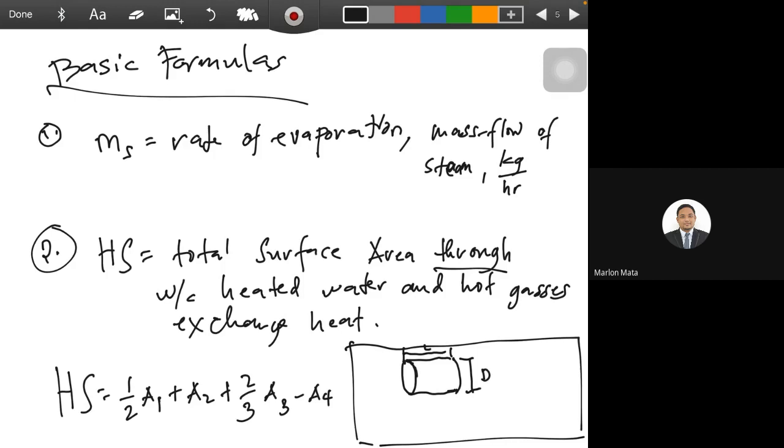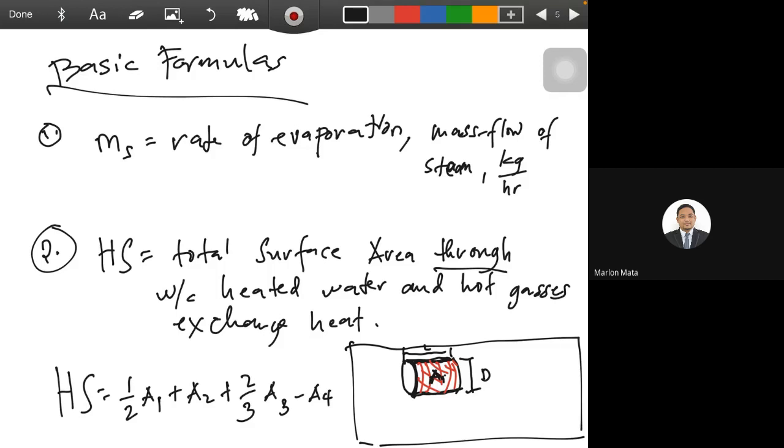Now, area 1 is the lateral surface area or the shell area. So what is covered here is area 1, which I will shade in red. That is area 1, no? Again, that is area 1. Okay? So, of course, the formula in geometry for area 1 is simply pi L D. It's just basic, no?